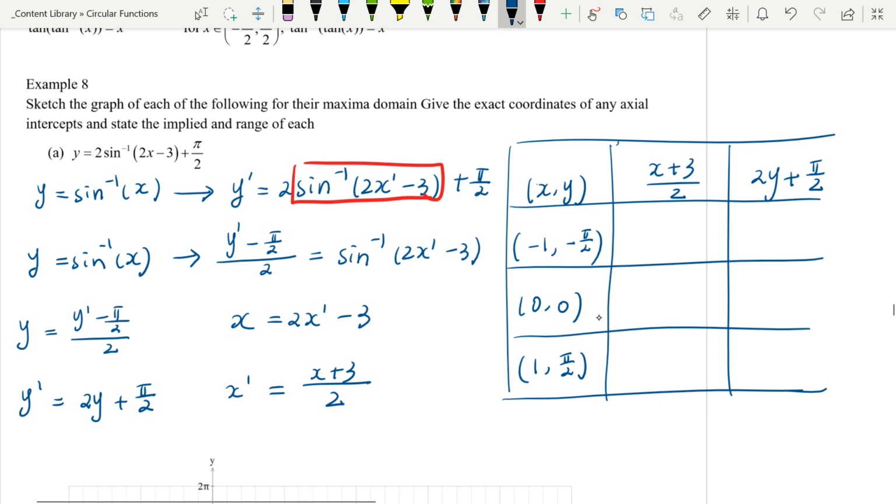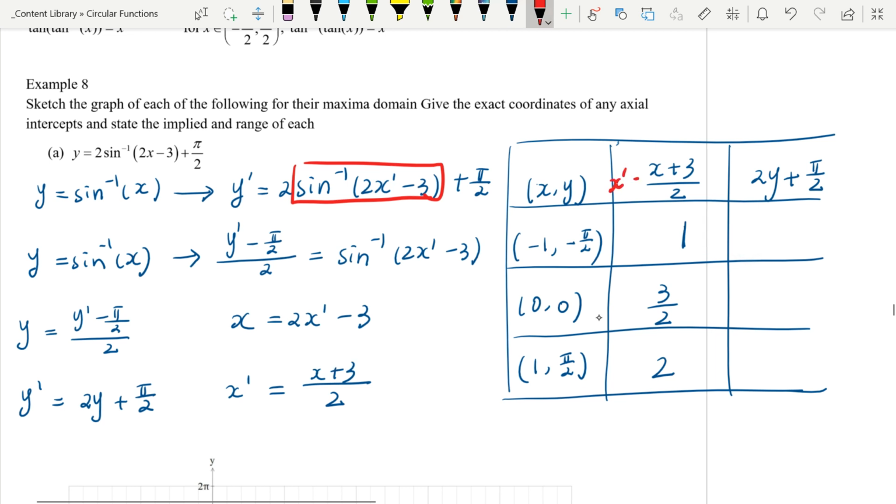If you sub -1 into the x, what do you get? -1 plus 3 is 2, 2 divided by 2 is 1. Then 0 gives 3 over 2. And if you sub 1, that's 2.